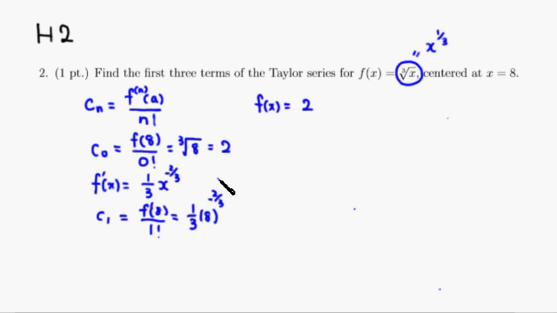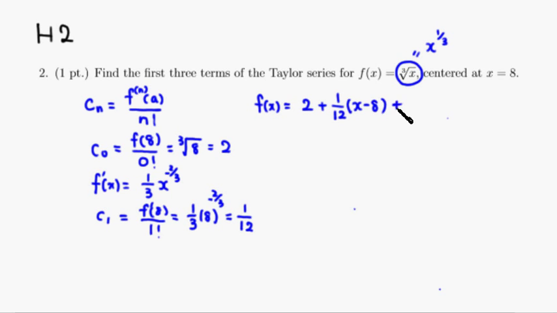So if you take 8 to the 1/3 power, that's going to be 2. Then you have to square that, so 2 squared is 4. Then negative power is reciprocal, so it's 1/4. So it's 1/3 times 1/4, so 1 over 12. So we got C1. The next term would be plus 1/12 times x minus 8.